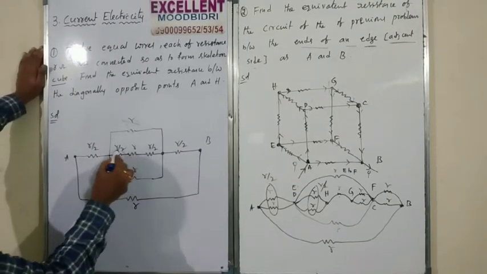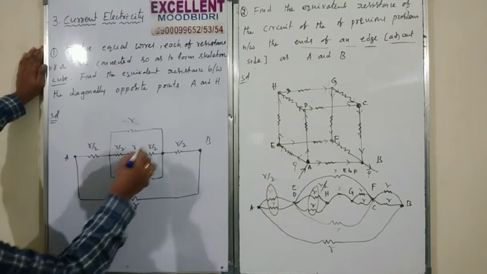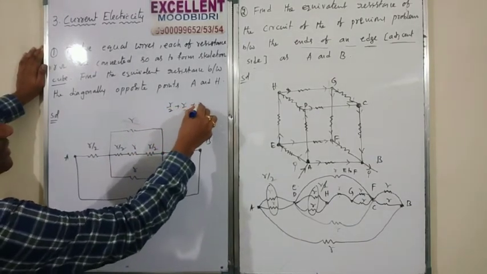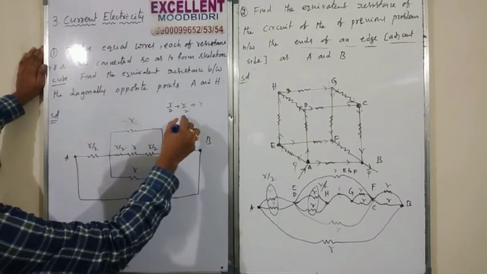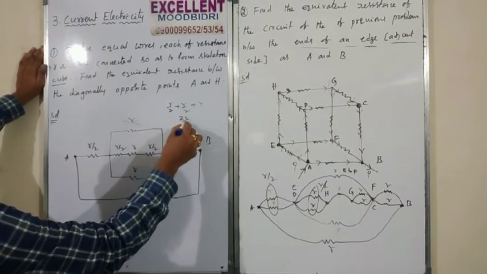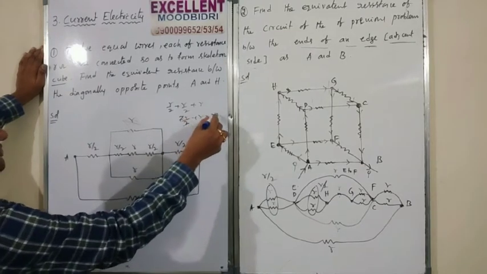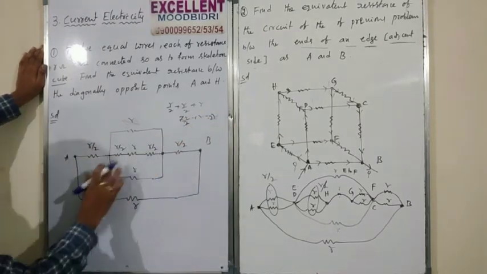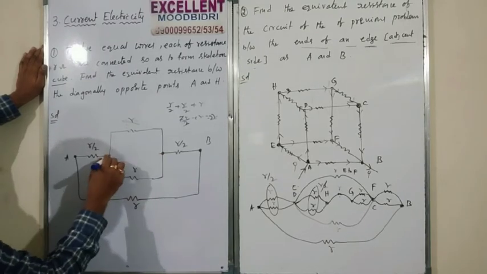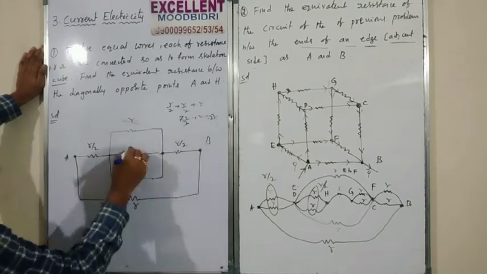Now which combination is this? Series combination. Correct? So R by 2 plus R by 2 plus R. R by 2 plus R by 2, how much? R only. So 2R by 2 plus R, so 2R total. Now I can rub this one completely and keep only one 2R.